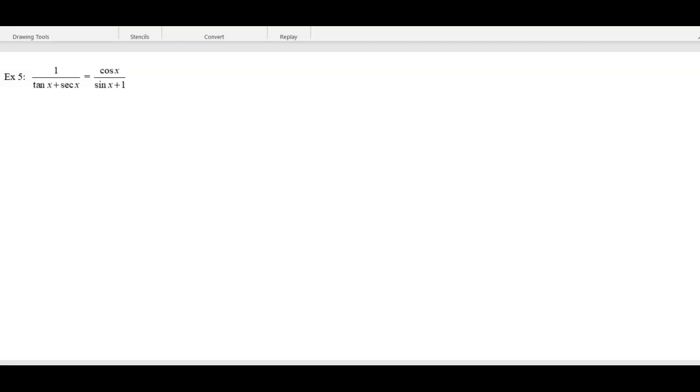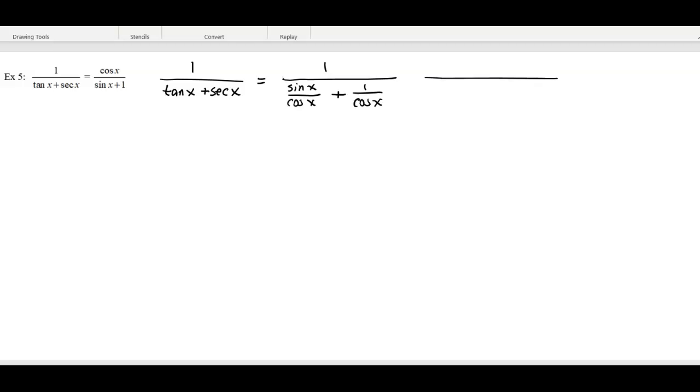I'm going to work vertically down, so I have 1 over tangent of x plus secant of x. Don't know how to combine those, not a lot going on there. Rewrite. Tangent of x is sine of x over cosine of x. Secant of x is 1 over cosine of x. So that is both my quotient identity and my reciprocal identity. Okay?